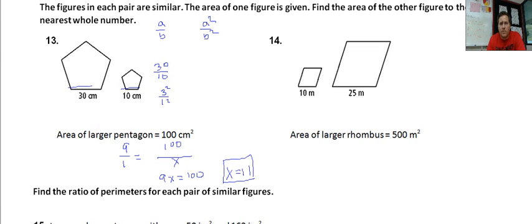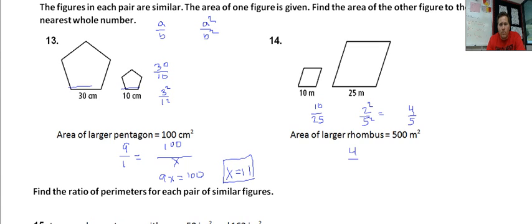Same process for this. I'm going to do 10 over 25. And let's simplify this. A 5 can go on the top and bottom. It's going to be 2/5. And again, we want to find area. So I have to square both of these. So I'm going to get 4/25.